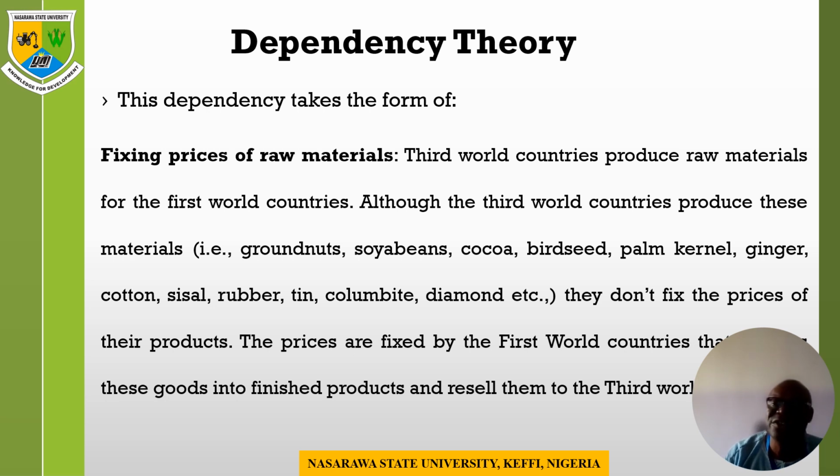Although the third world countries produce these materials, that is, groundnuts, soybeans, cocoa, seed, palm kernel, ginger, cotton, rubber, tin, columbite, diamond, etc., they don't fix the prices of their products. The prices are fixed by the first world countries that turn these goods into finished products and resell them to the third world.